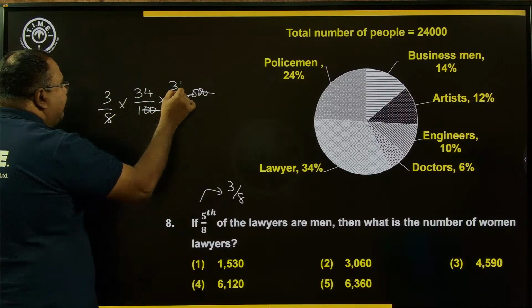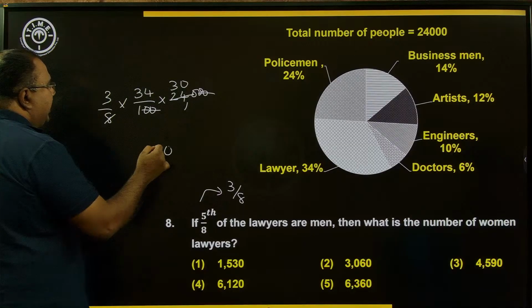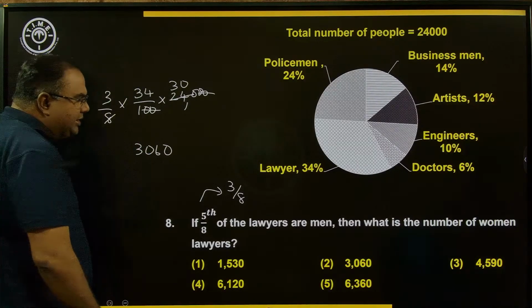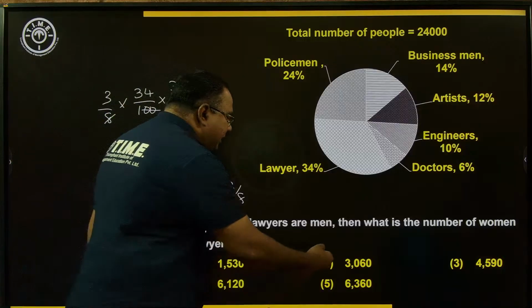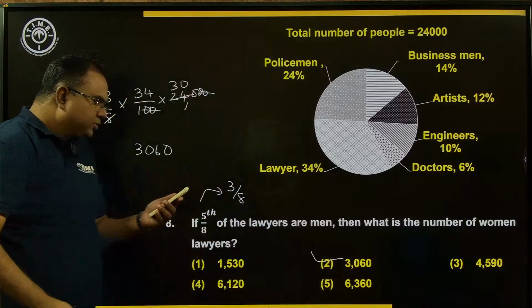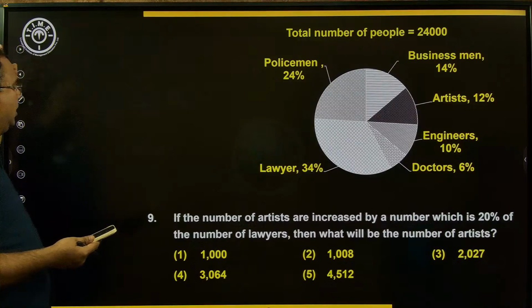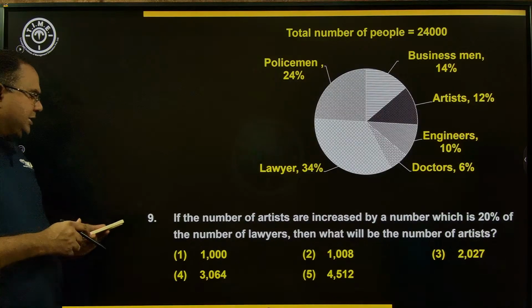8 goes 30 times. So 3 into 3, 9, 4, 36, 3060. 3060 is present in choice 2. Okay, let us try this question.